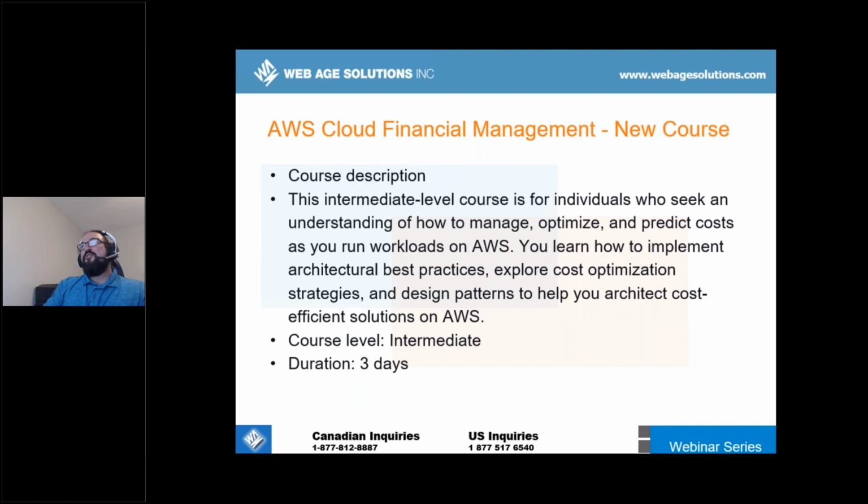Okay, last piece, because you can read this yourself. There's a new class coming out in July called AWS Cloud Financial Management. It'll have a fancy name, right? This is an intermediate level course. This is not for beginners. This is for people who are already familiar with the structure, with at least a year of production workloads inside of AWS, who want to understand or are responsible for optimizing, managing, and predicting costs as you run workloads on AWS. This is a 3-day course.